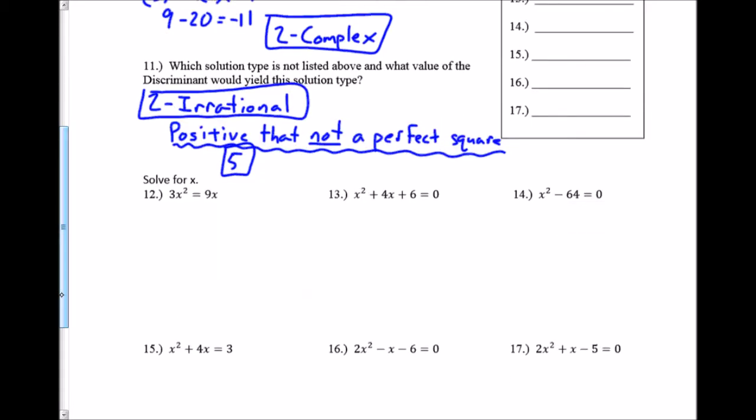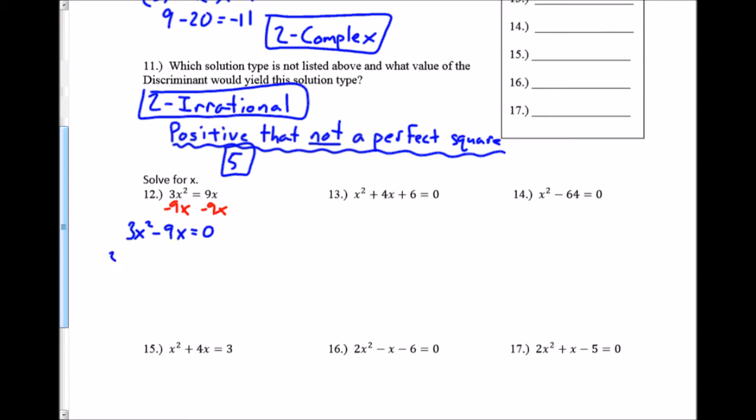For the next couple, we're just solving each of these. The first method I always want to check for when I'm solving is factoring. So for this first one, I'm going to subtract the 9x from each side. I always like to get everything on the same side first to see if factoring works. So I get 3x squared minus 9x equals 0. And this one can be factored.